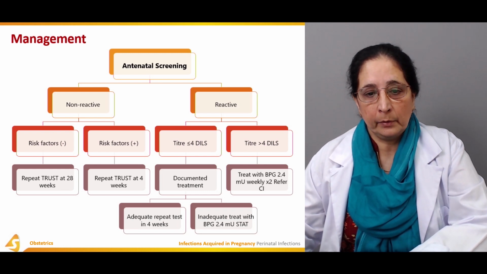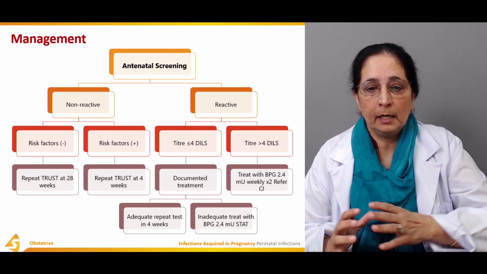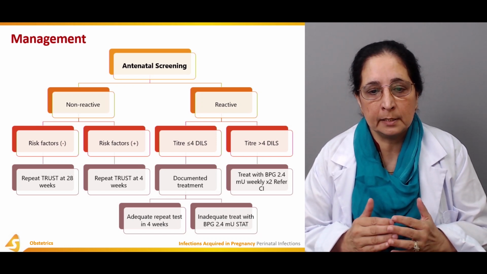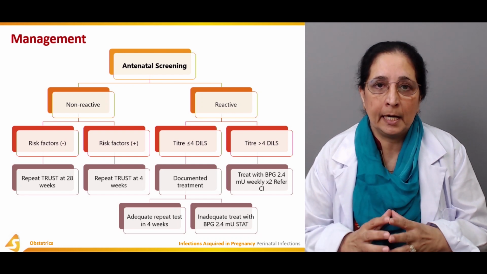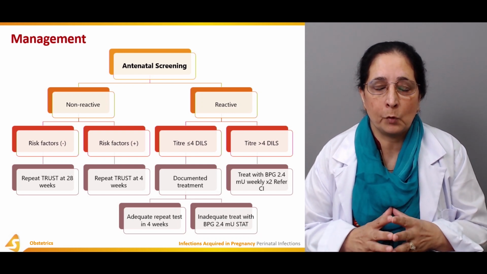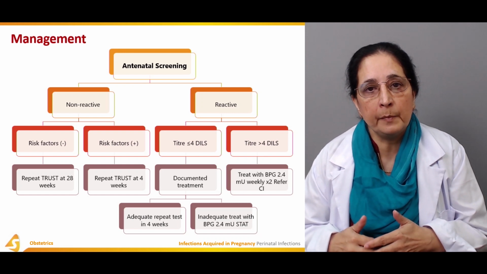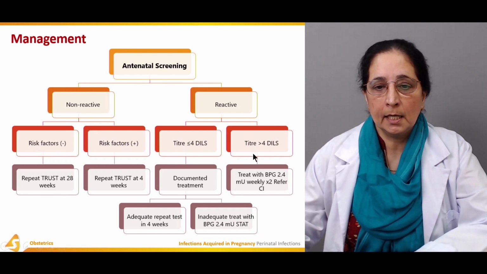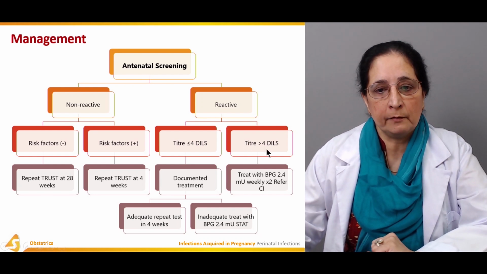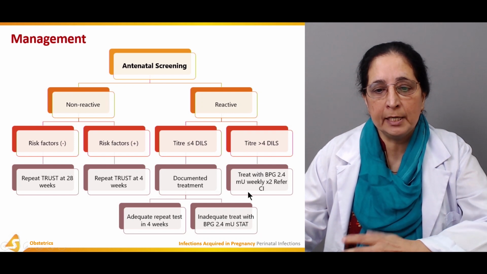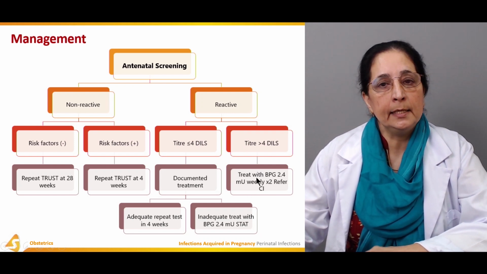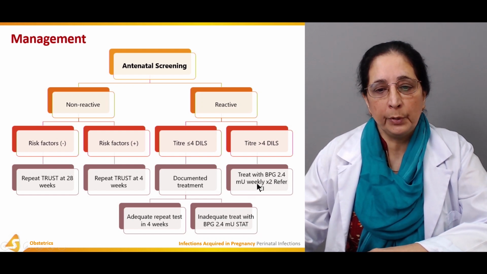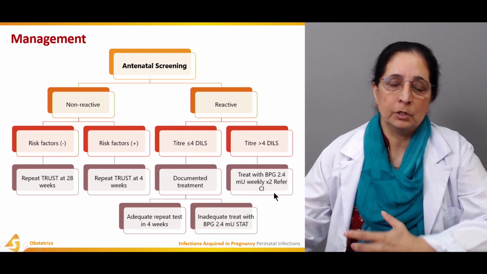If it's not adequate, then we should give penicillin G 2.4 million units stat. Stat means right away, if the documented treatment is inadequate. Then if the titer is more than 4 dilutions, usually we treat with benzathine penicillin G 2.4 million units weekly, two times.